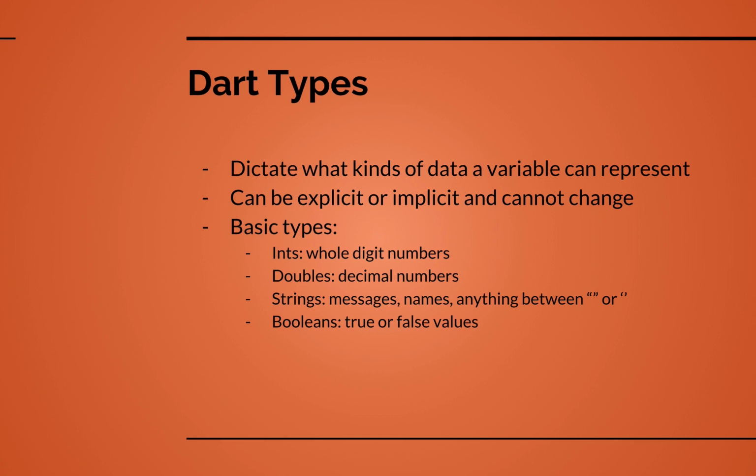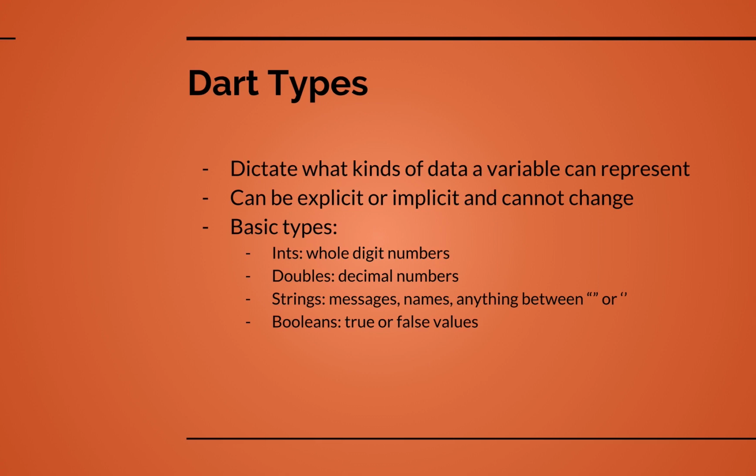Now Dart variables can have an explicit or an implicit type. That means we can create a variable and assign it a type when we declare it, or we can just say variable x is equal to and then some value, and in that case the compiler automatically interprets the type of the variable. However, unless we use the dynamic keyword, we'll get into that later, the type of a variable cannot change once assigned. That's very different from languages like Python, for example, where if we create a variable, we can assign it a completely different type later on.